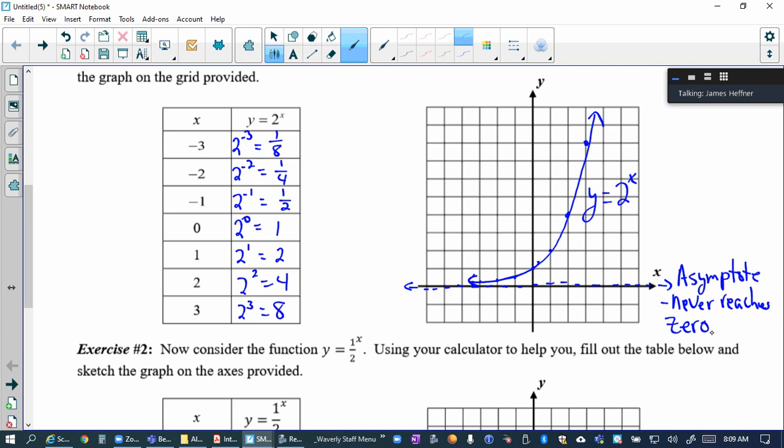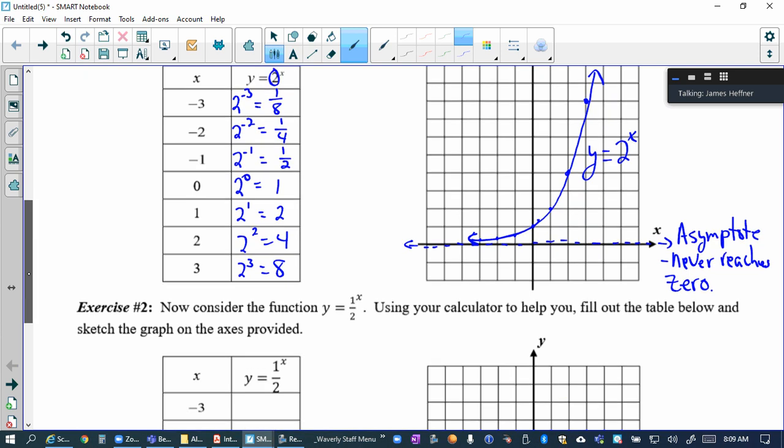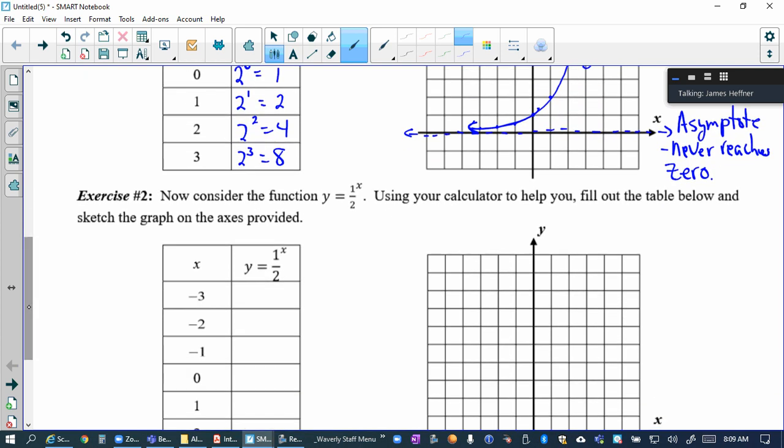That's what an exponential growth function looks like. And notice that this base, this b, is greater than 1, and the graph goes up very quickly. Let's go look at exercise 2.